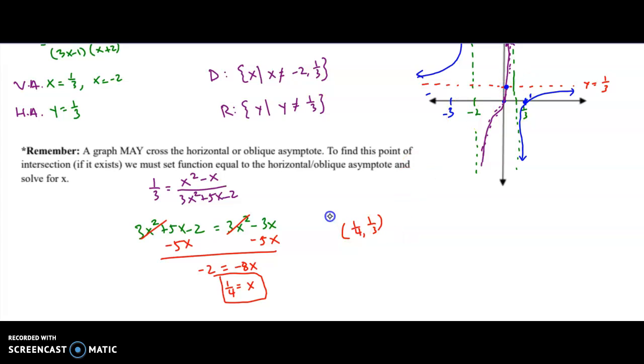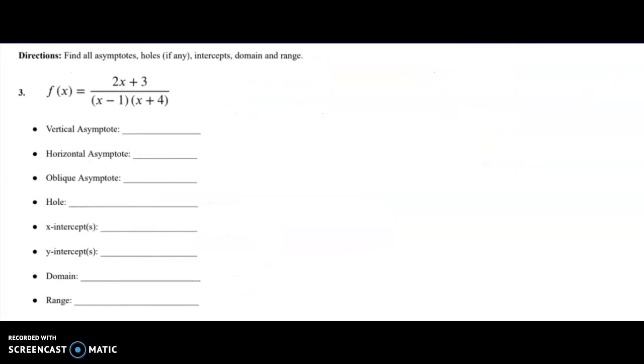All right. Now, if it didn't exist, then you would not get an x value here. It just wouldn't work out. So hopefully that was clear on how we did that. If you need to rewind it, yeah, I would definitely do that. All right. So second to last example we're going to look at.